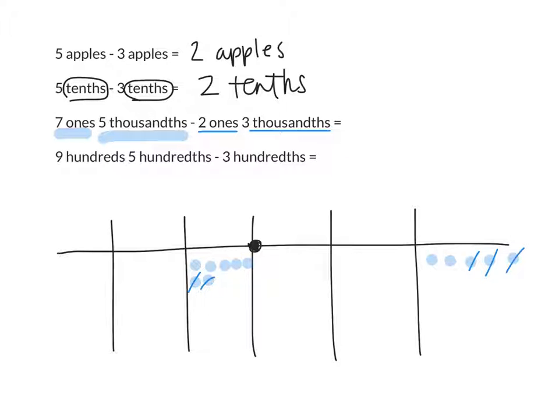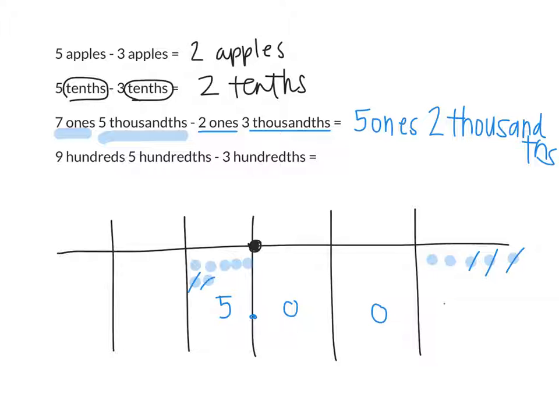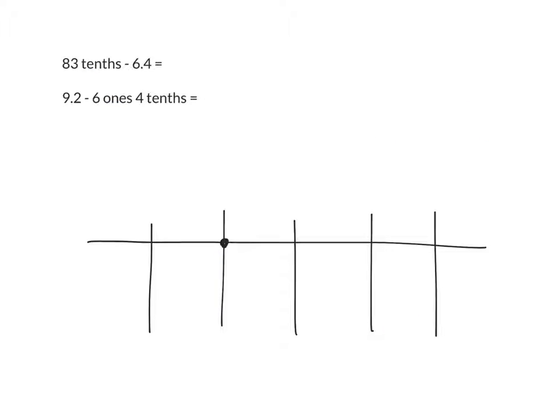What do I have left? How many ones do I have left? 5. 5 ones. How many thousandths do I have left? 2. So the answer is 5 ones, 2 thousandths. In standard form, of course, that would be 5.002.